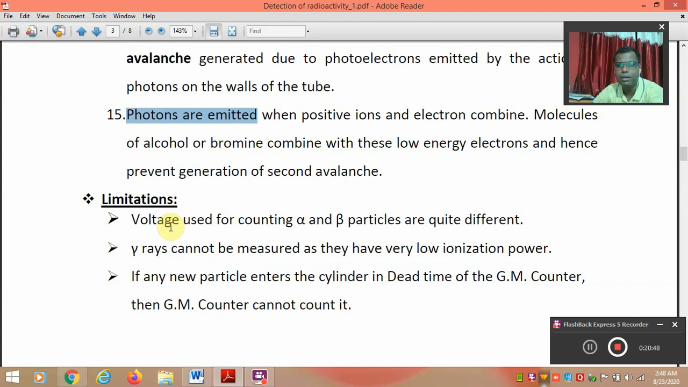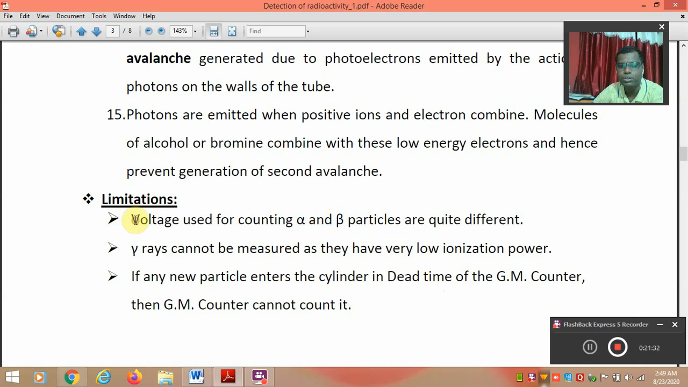So there are some limitations of the GM counter. The first limitation or disadvantage is that the voltage used for counting alpha and beta particles is quite different. So whenever you are going to study a particular sample of a radio element, you have to apply different voltage for the alpha particle and the beta particle. It means that if you don't know what type of particles are emitted by a particular radio element, then it is very difficult to identify that type of emission.